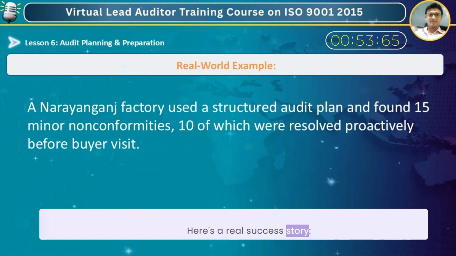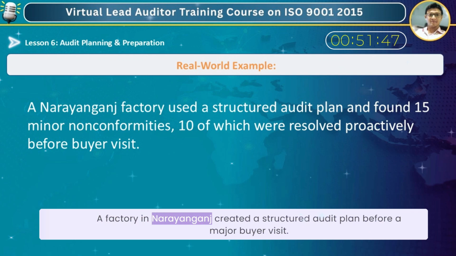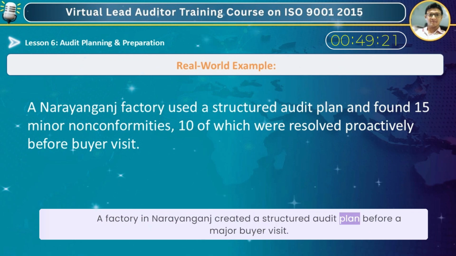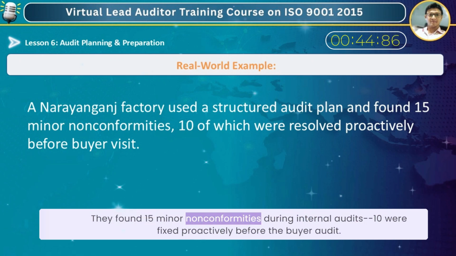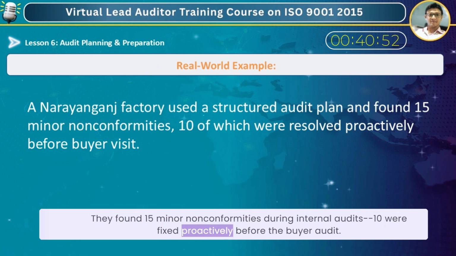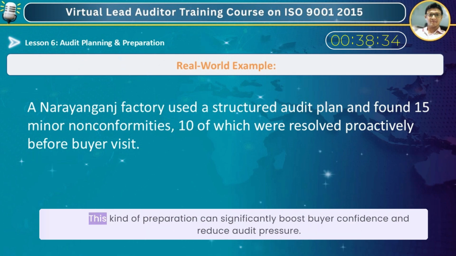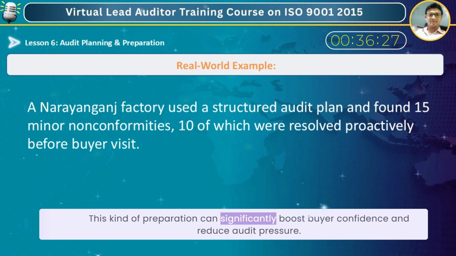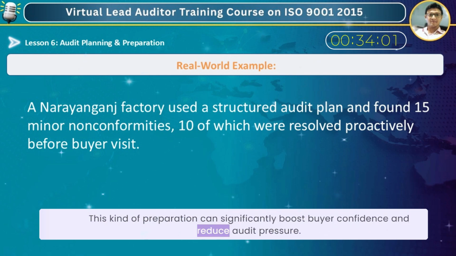Here's a real success story. A factory in Narayanaganj created a structured audit plan before a major buyer visit. They found 15 minor non-conformities during internal audits. 10 were fixed proactively before the buyer audit. This kind of preparation can significantly boost buyer confidence and reduce audit pressure.